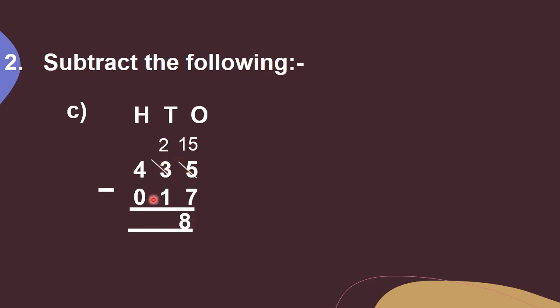Now 2 minus 1 is equal to 1. We will write it here at tens place column. Now 4 minus 0 is the number itself, that is 4. So what is the difference between 435 and 17? That is 418.